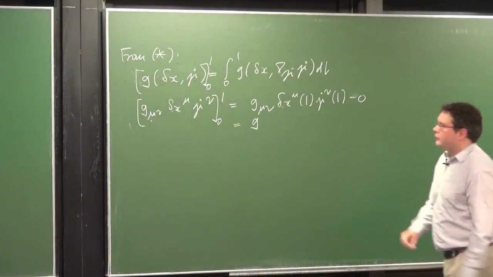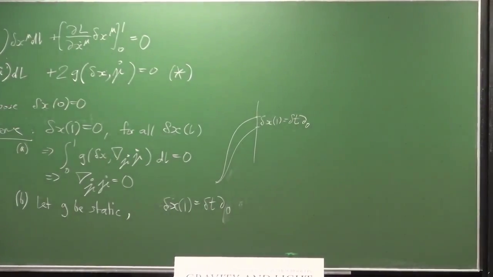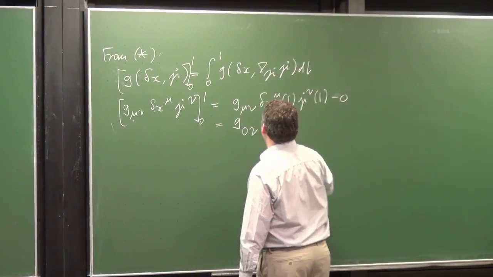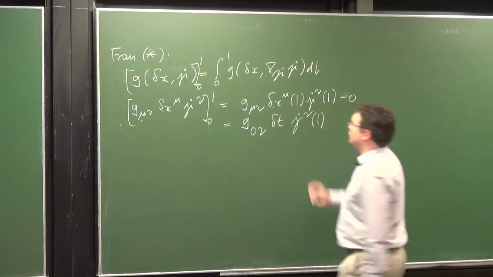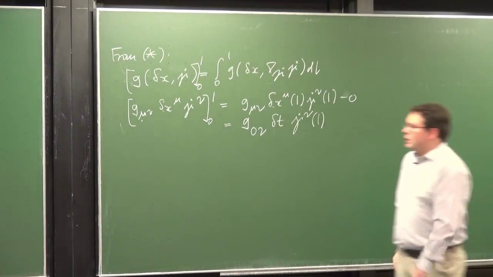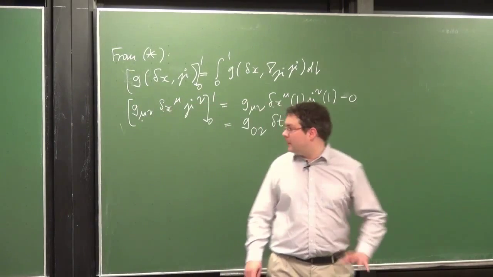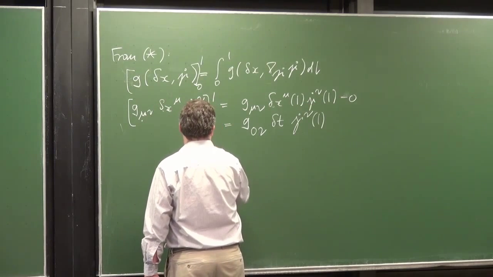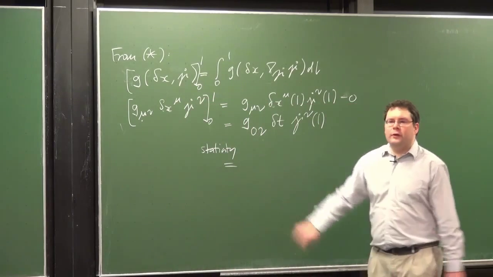Now, at 1, the variation, we say, is only in the direction of the time. So this then will be g_{0ν} δt γ̇^ν at 1, right? But remember, our space-time now is supposed to be static. And in the particular coordinate system that we have, there are no mixed terms, right? By staticity, right? The 0a terms are, yes?